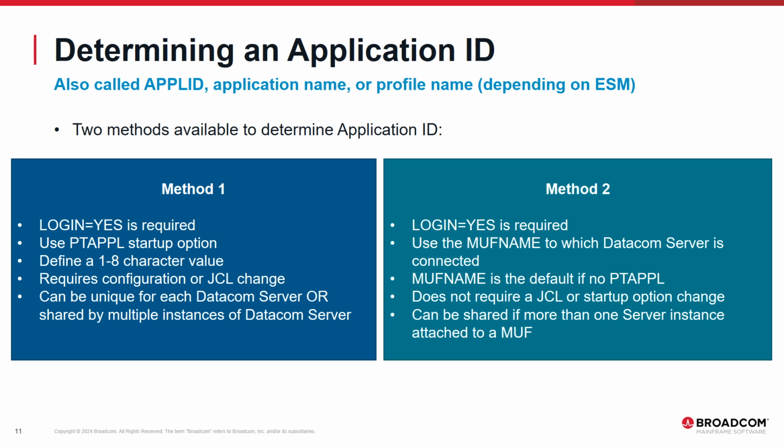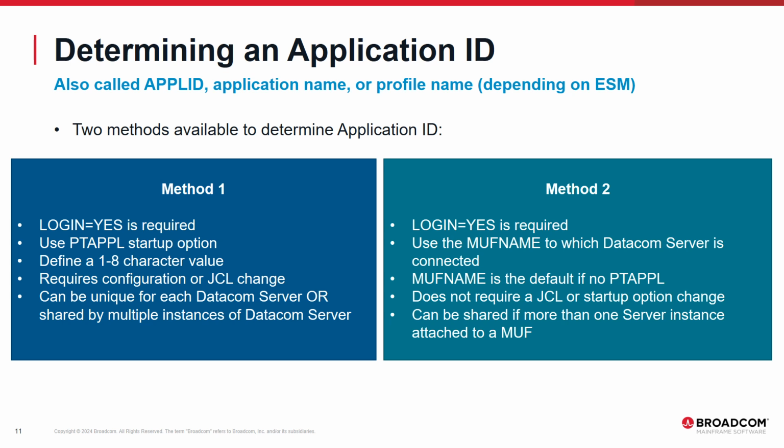For method 1, PTA-PPL must be added to the server startup options, so this requires an edit to the JCL or startup options. The value can be a 1 character to 8 character value that conforms to the ESM requirements. The application ID can be unique for each Datacom server or can be shared by multiple instances of Datacom server.